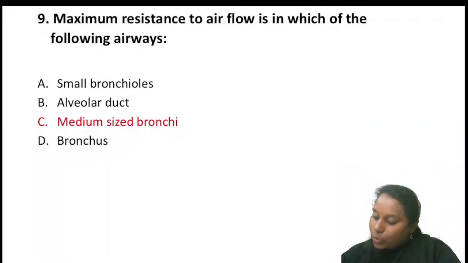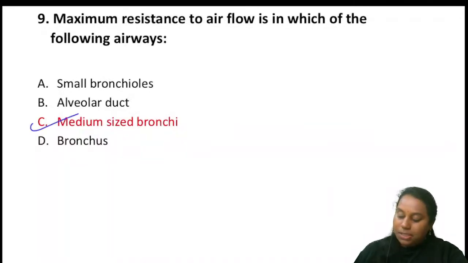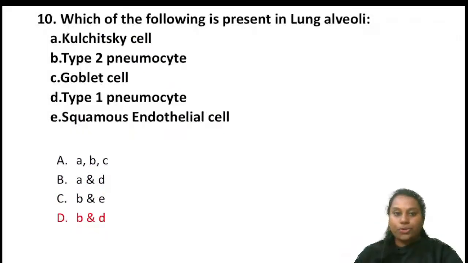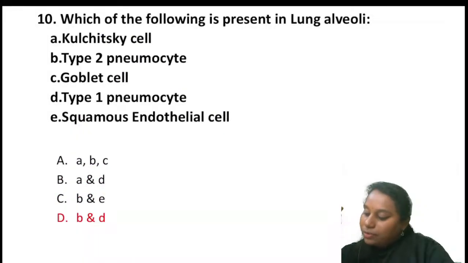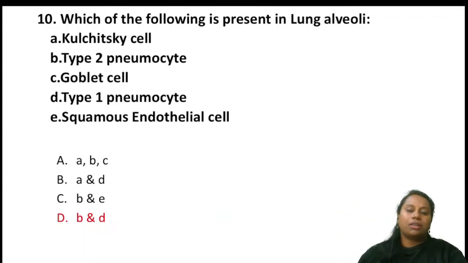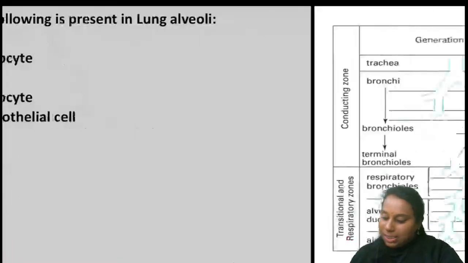Maximum resistance to airflow is in medium-sized bronchi. Question number 10, the last question. Which of the following is present in the lung alveoli? Just an understanding about the conducting zone and the respiratory zone. Only then you will be able to understand these cells.